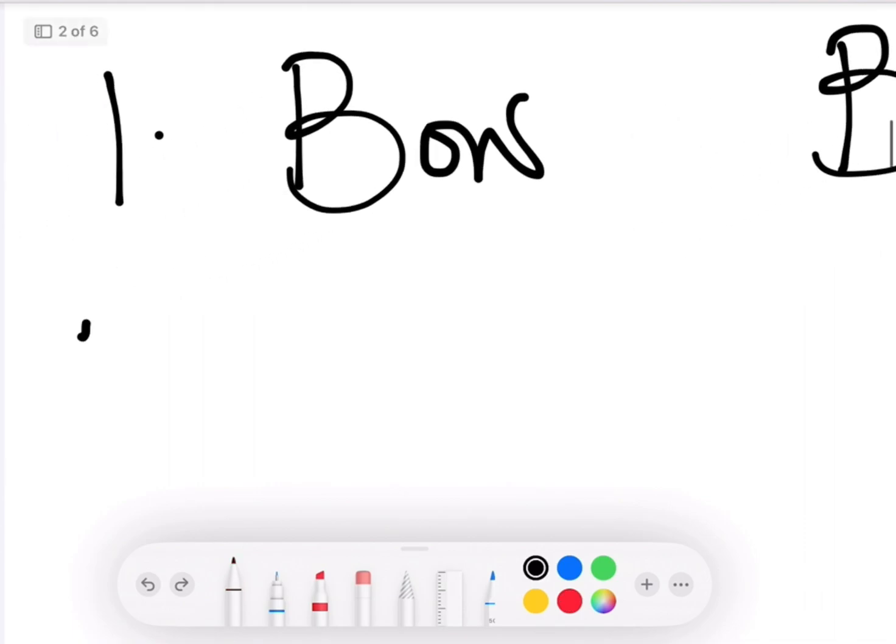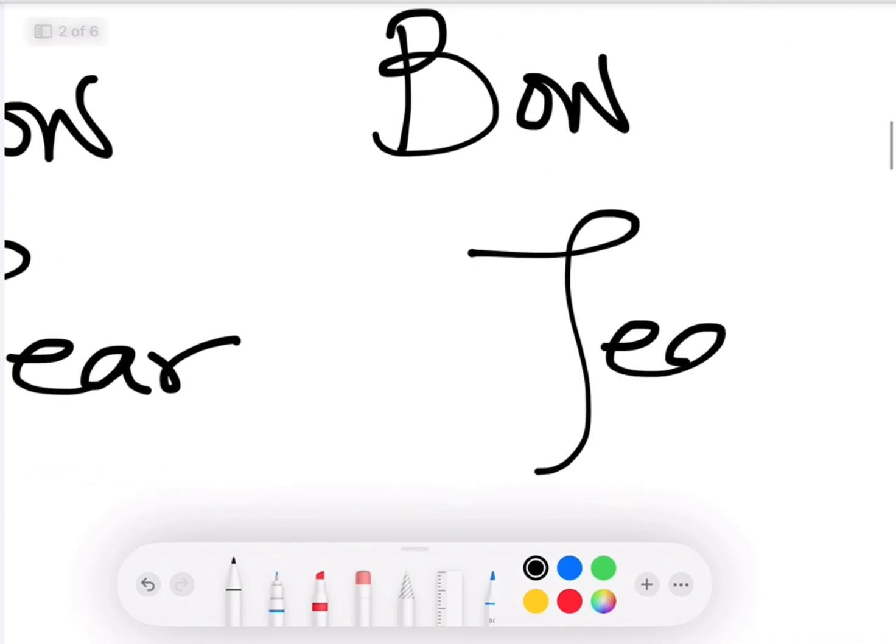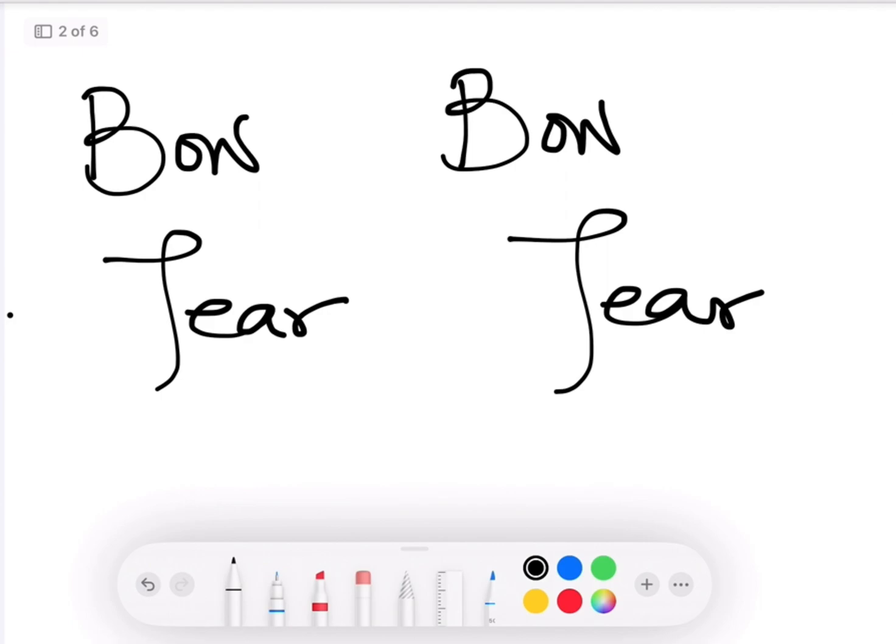Example 2 is tear. Let me also write it again, like this. Now, these two examples, as you can see, are also called homographs. One is called tear, while the other one is called to tear. The first one, tear. The second one is to tear.